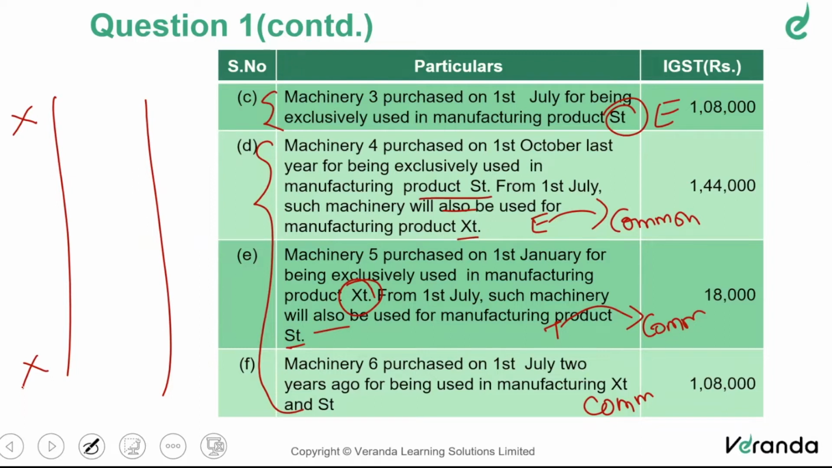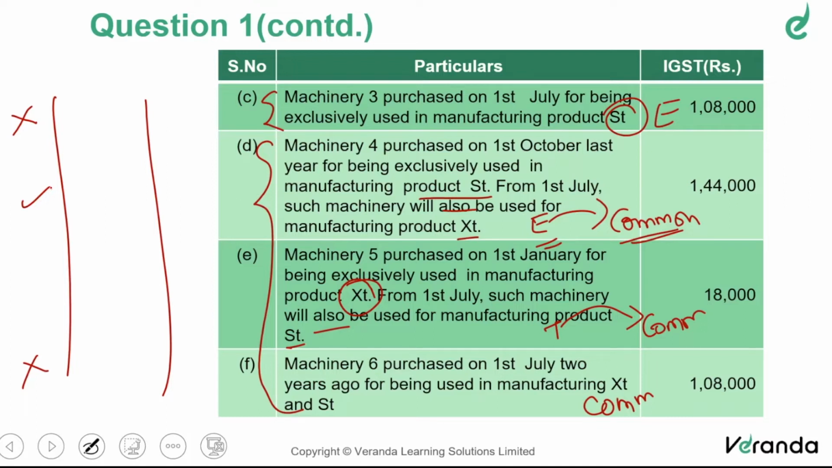Machinery number 4. That is earlier used for exempt purpose. Now it's basically common. Yes, we can avail. We should avail, because there is some conversion happening. Earlier it was completely used for exempt purpose.